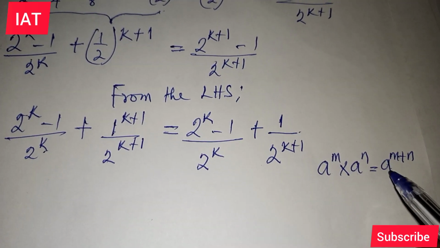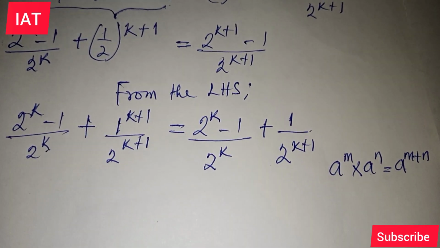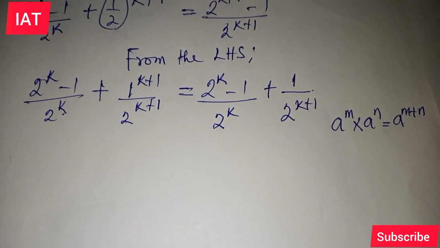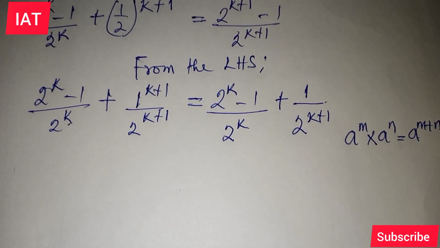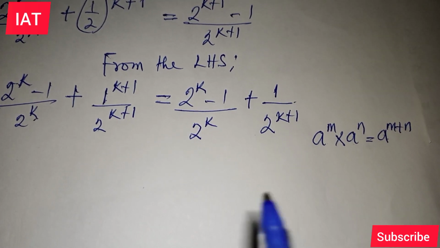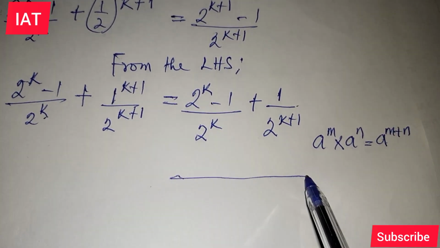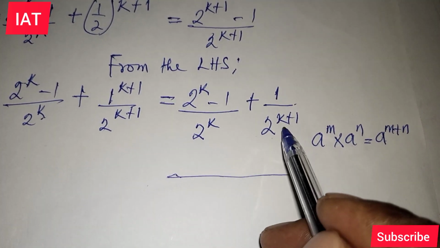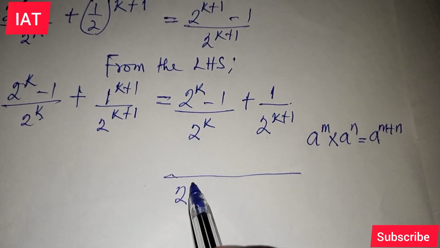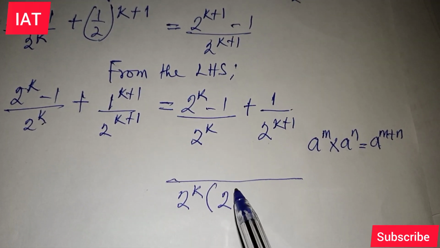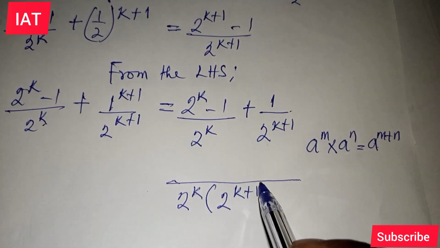Do not forget this law of indices, because we're going to do some sort of a breakdown process using the law. So the next thing I'm going to do is to take the LCM of this denominator. What is the LCM? The LCM of 2 to the power of k and 2 to the power of k plus 1 is multiplying the two of them together. So you have 2 to the power of k into 2 to the power of k plus 1.